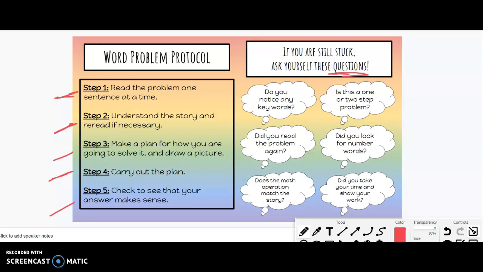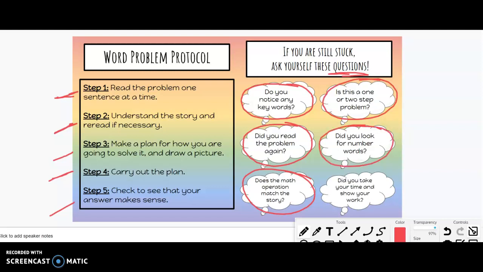Questions to ask yourself if you're stuck. Do you notice any keywords? They can be helpful. They don't always work, but if you're stuck, it's a good place to start. Did you read the problem again to really make sure you understand what's going on? Does the math operation match the story? So if you're adding things, are you combining? If you are subtracting, is the problem taking away or comparing? Is it a 1-step or a 2-step? Okay, or more. There might be multiple steps, there might not.